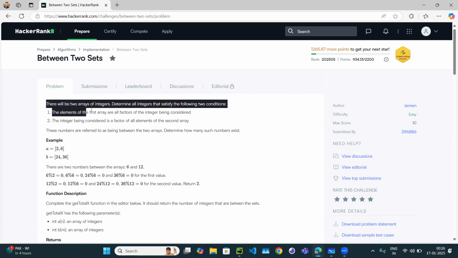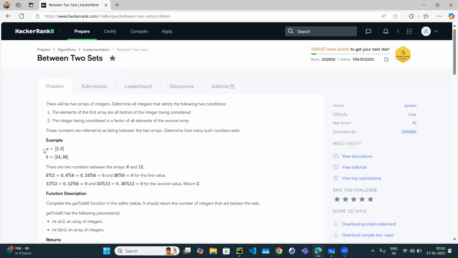So there are two arrays of integers. You can see the first array and the second array. Determine all integers that satisfy the following conditions. So we need to find the integers which are going to satisfy two conditions. And what are those two conditions? The elements of the first array are all factors of the integer being considered.